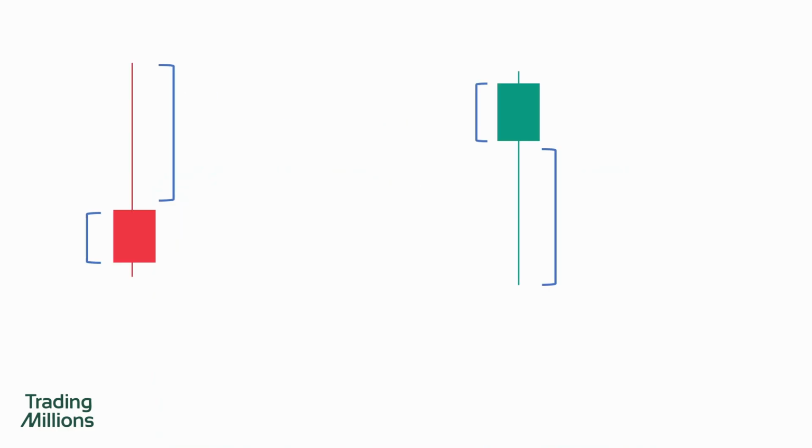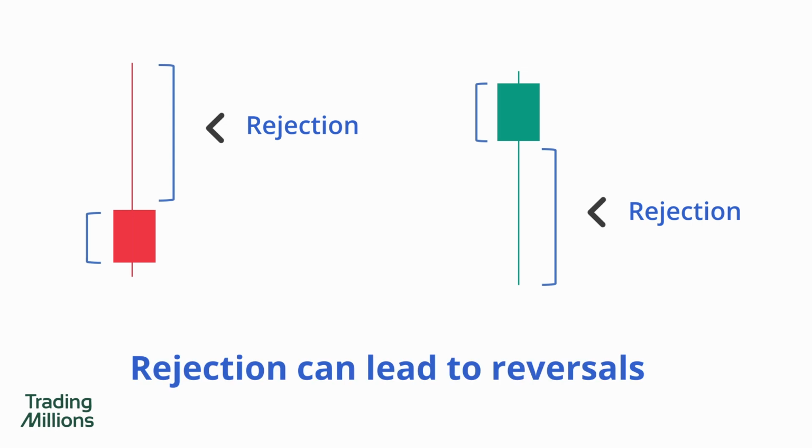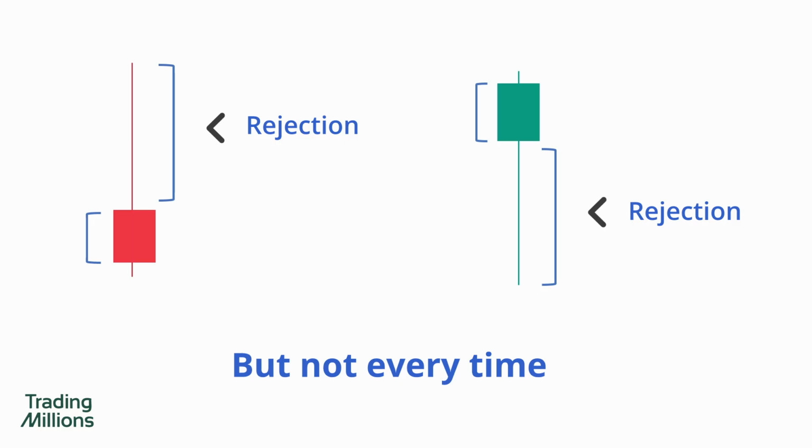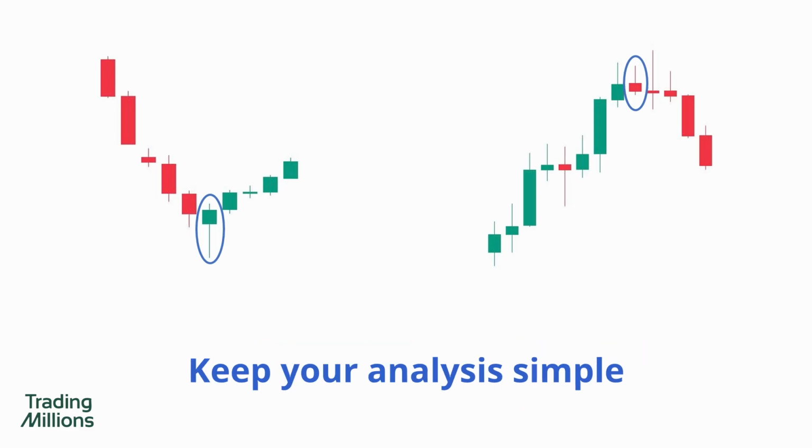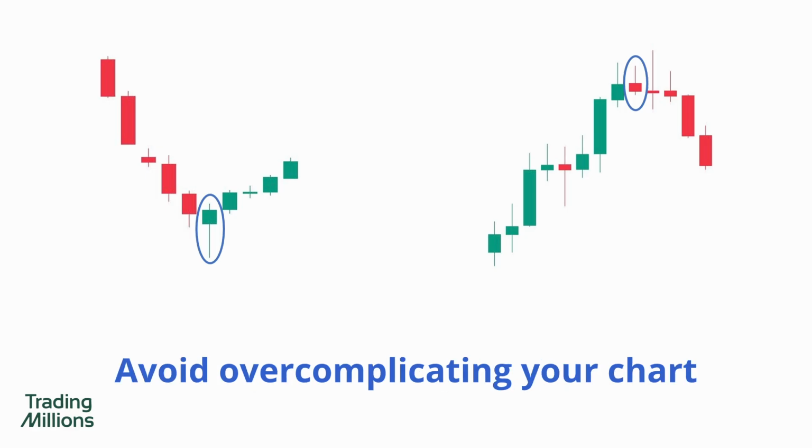Remember, these patterns show rejection. Rejection can lead to reversals, but not every time. Combine them with structure and trend direction. Keep your analysis simple. Avoid overcomplicating your chart.